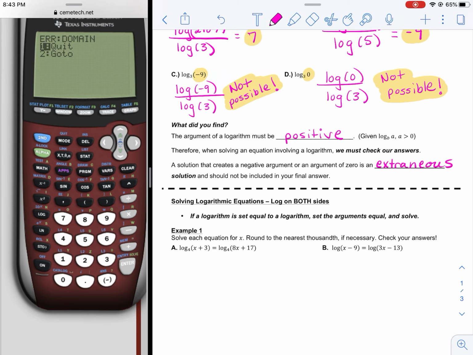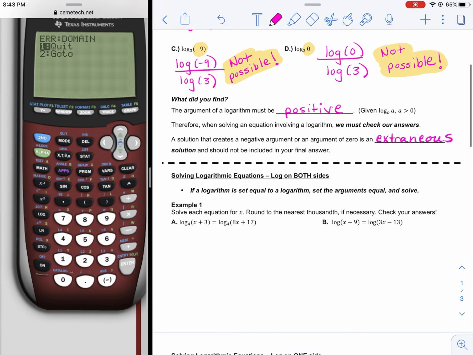So we talked a little bit about extraneous solutions when we talked about rationals. We were not allowed to get values that caused division by 0. And when we solved radicals, we had to make sure that that value of x did not cause us to take the even root of a negative.